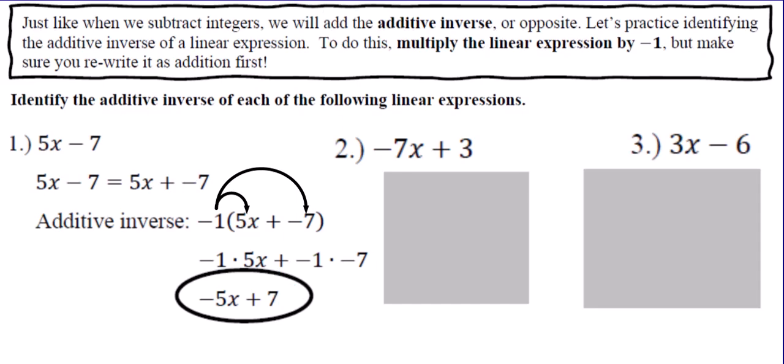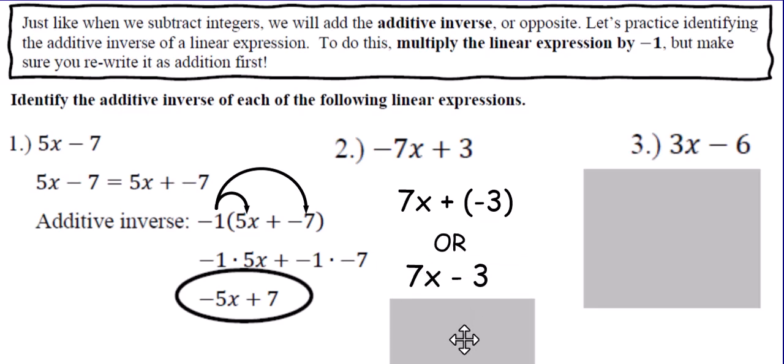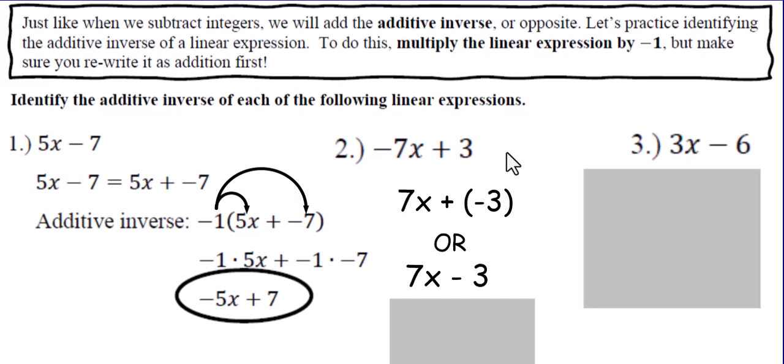So think, what is the additive inverse then of -7x plus 3? If we make each of these terms their opposite, that's going to become +7x plus a -3. But you can also rewrite this as +7x minus 3. Both are equivalent, and I just want you to be in the habit of recognizing both of them as being equal to each other. You don't need the parentheses around the -3.